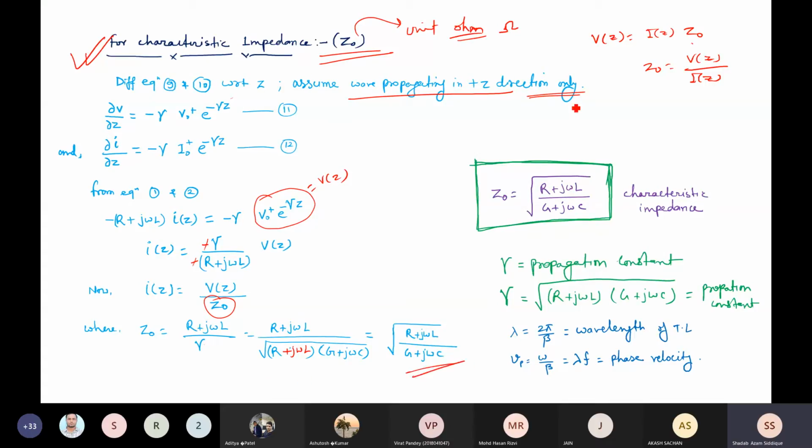So this is called the characteristic impedance, and this characteristic impedance is nothing but the square root of R plus j omega L divided by G plus j omega C. So this is the characteristic impedance we have.